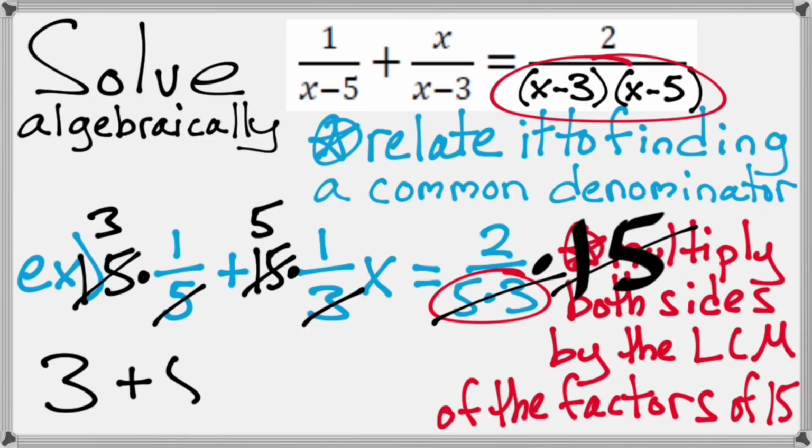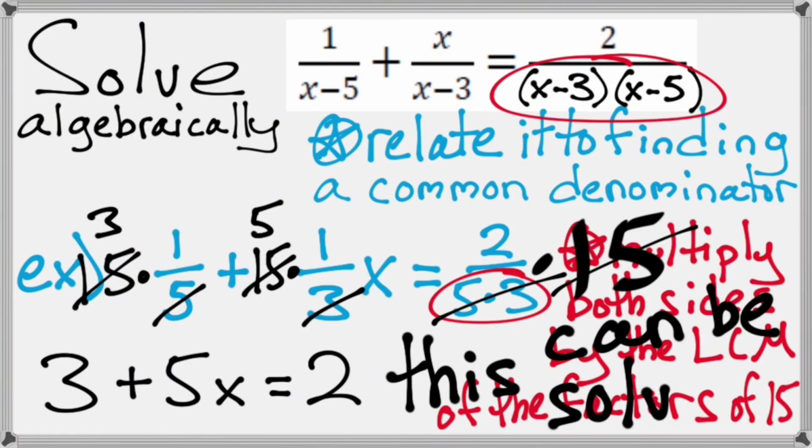and leave you with a 3. Now, when you bring all the work down, you're going to have 3 times 1 as 3, 5 times 1x is 5x, and then the 15s canceled out entirely, so just the number 2 is going to drop down. And this equation is something that can be solved. You would just subtract 3 from both sides and divide by 5 and you'd be done.